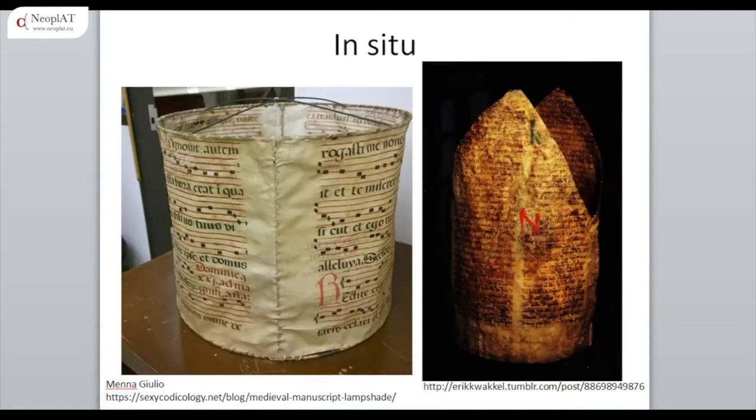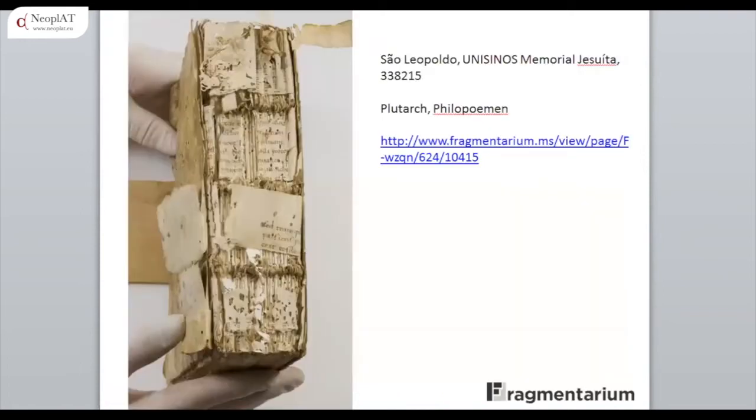I think this is Arne Magnusson's famous, I think 18th century Scandinavian fragmentologist found this fragment in a bishop's mitre. But more traditionally, you find in situ fragments in the bindings of books, because generally parchment is good, hard stuff you can use to put other books together.